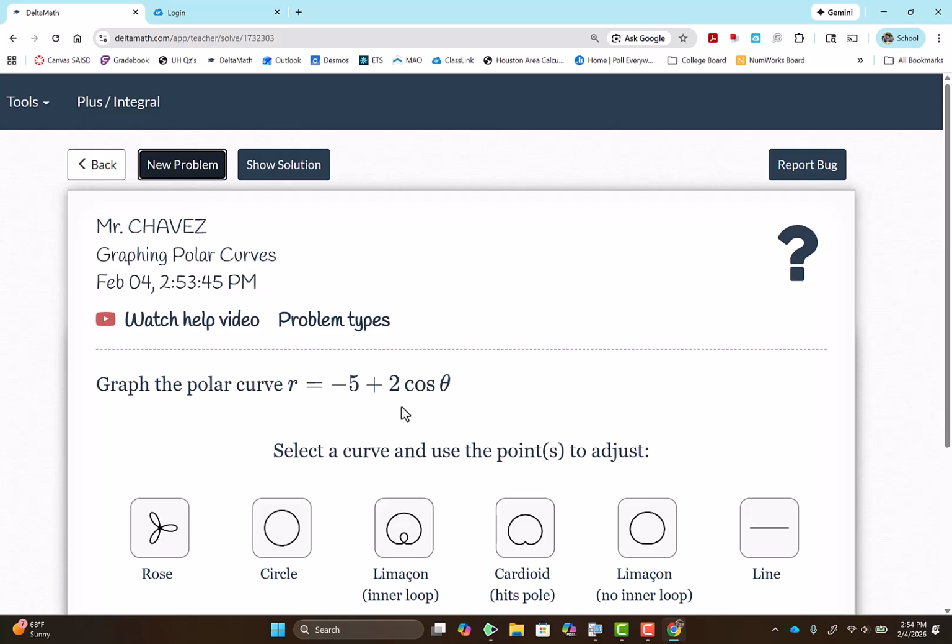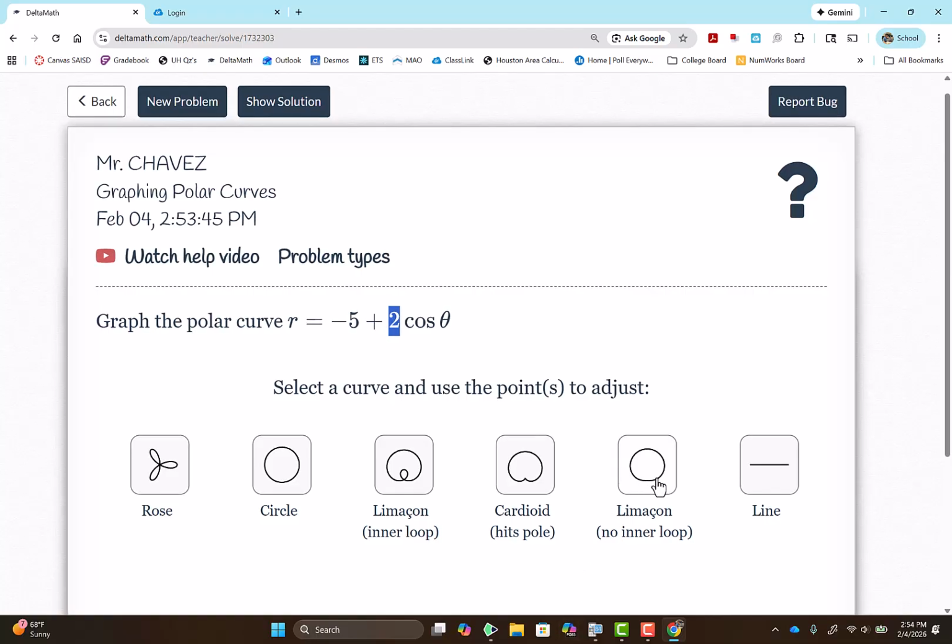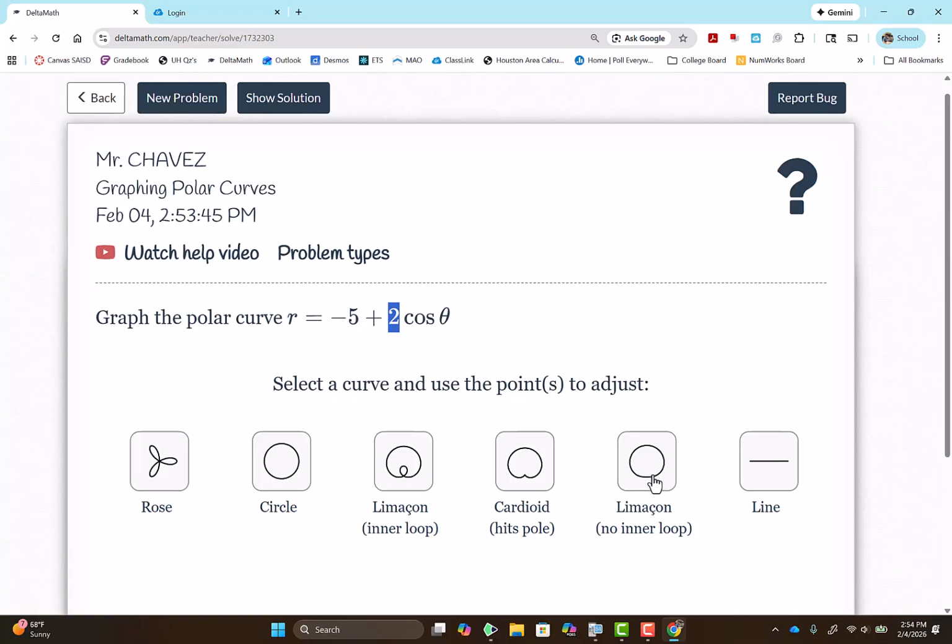Is this one going to have a loop? I don't know. It's not going to have a loop. Look, negative 5, and you see how I'll never cross the x-axis? I won't even touch the x-axis. So that means it's a limaçon with no inner loop. It kind of looks like a circle, but when I push it, you're going to see it has kind of like dimples. So check it out.